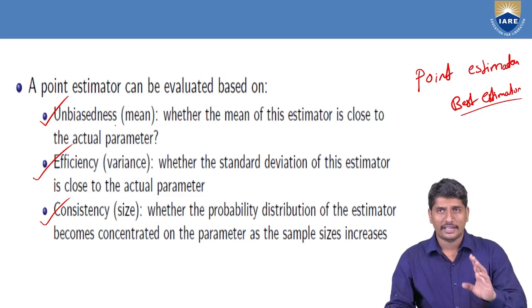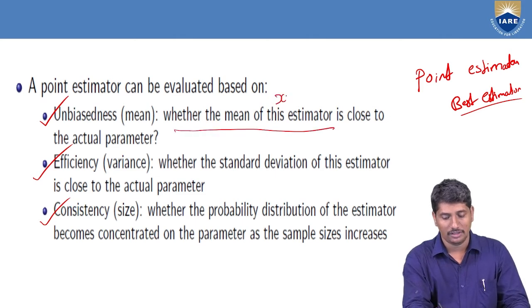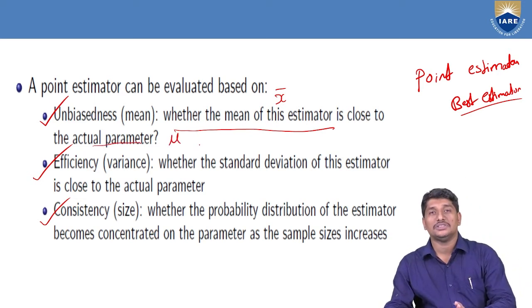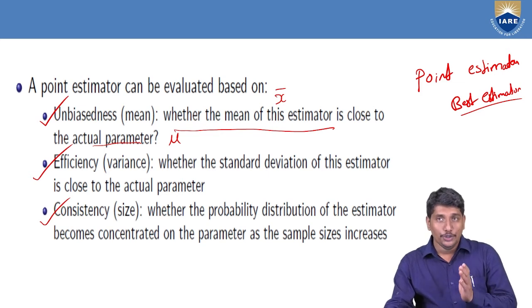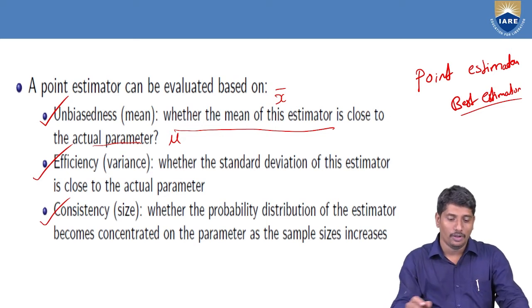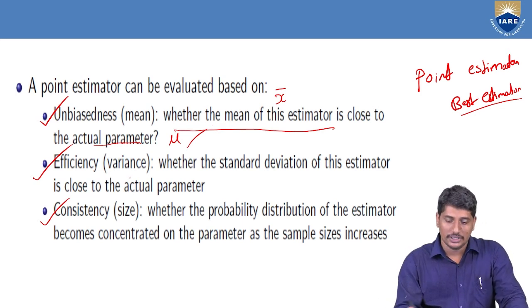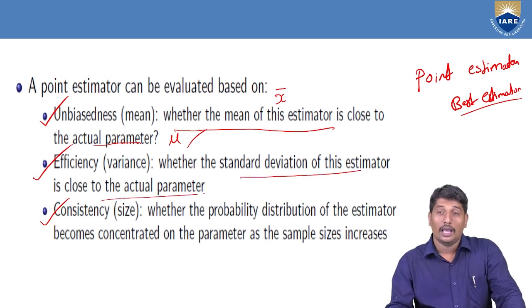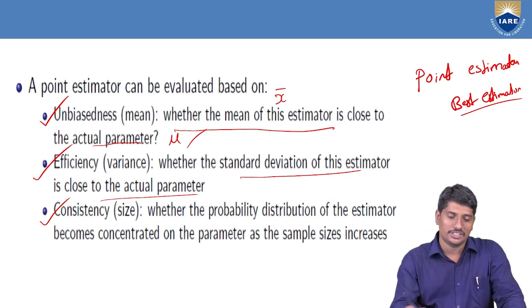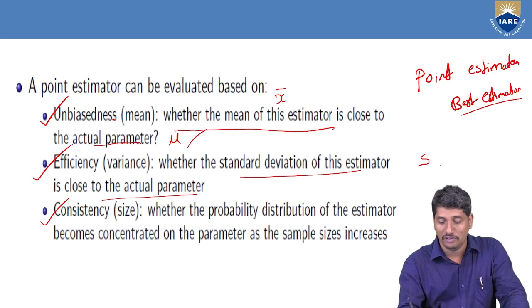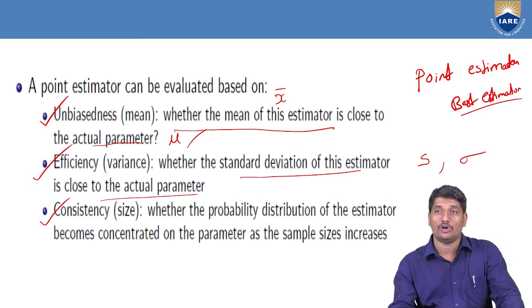Unbiasedness verifies whether the mean of the estimator, that is the sample mean, is close to the actual parameter, that is the population mean. That means unbiasedness will clear your doubt whether your estimator, x bar, is very close to the population parameter, that is mu. And the efficiency will clear the doubt whether the standard deviation of the estimator is close to the actual parameter. That means if the estimator is unbiased, then you check its sample standard deviation, and verify whether it is close to the population standard deviation sigma or not.